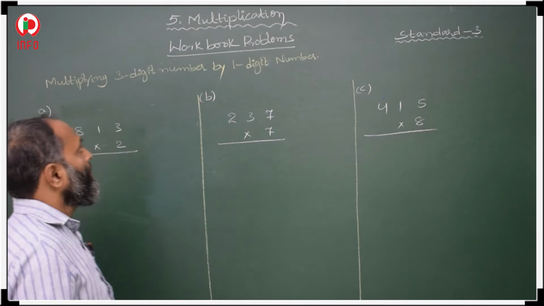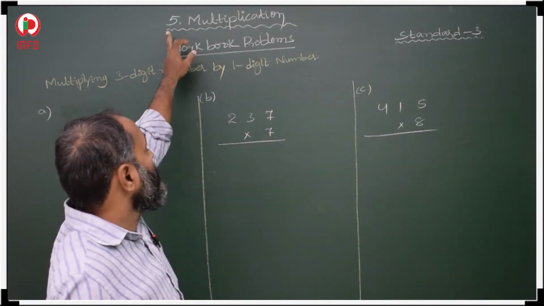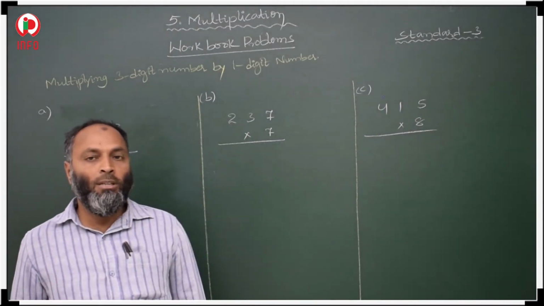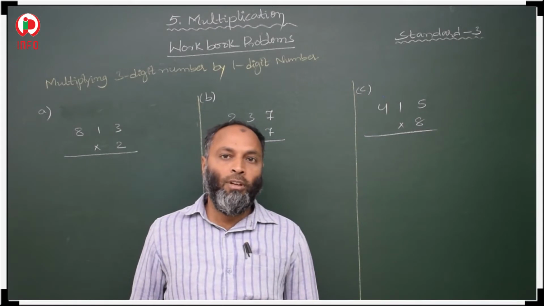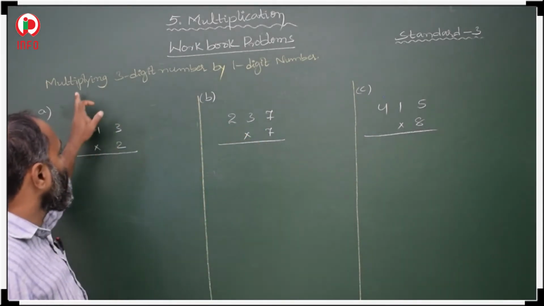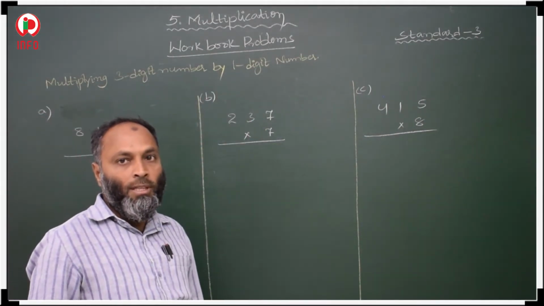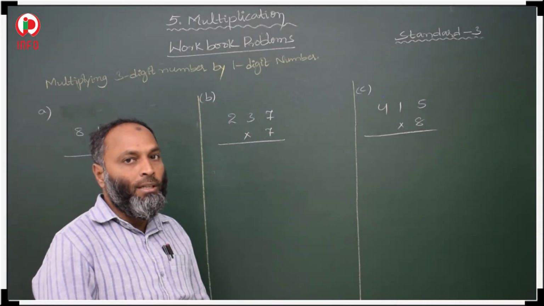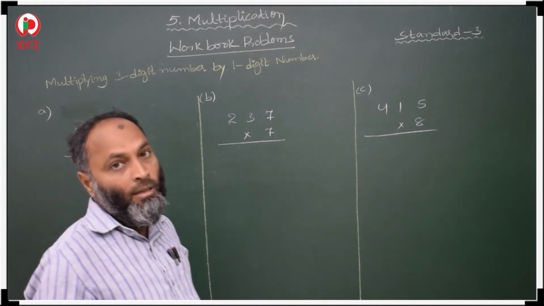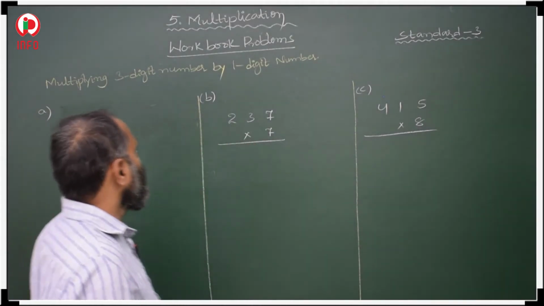Yes, now students, we are going to do workbook problems. In our chapter on multiplication, some similar questions are given. We are going to do some similar questions from the workbook. In the first bit, multiply 3-digit numbers by a single digit number. With a single digit number we have to multiply 3-digit numbers. We already did similar questions in the textbook. Again, some similar questions are there.